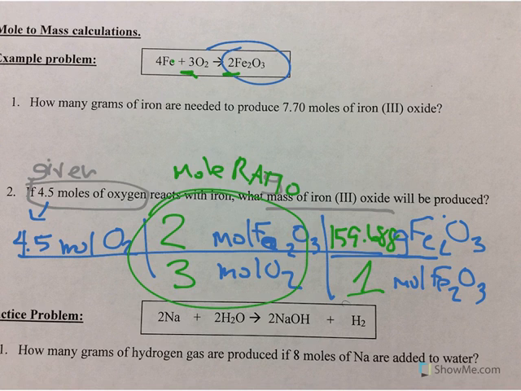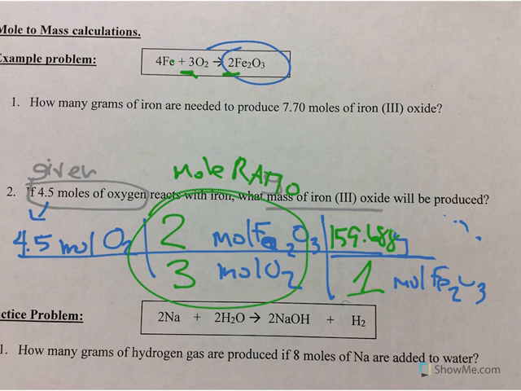159.688 grams of Fe2O3. So now all that's left to do is multiply across the top, multiply across the bottom, divide the top by the bottom. And again, make sure you put that bottom in parentheses because we've got more than one digit there. Okay, so I'm going to take 4.5 times 2 times 159.688 divided by parentheses 3 times 1 parentheses.